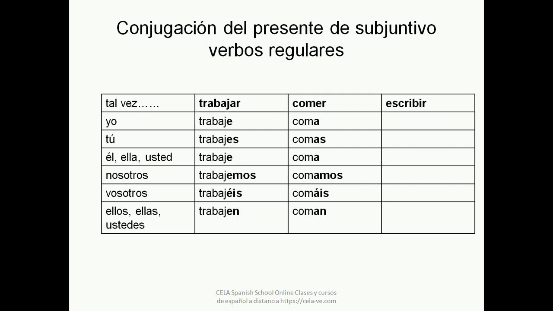Escribir. Tal vez escriba, escribas, escriba, escribamos, escribáis, escriban. The verbs that end in er and ir have the same vowel a in the endings and have the same conjugation.